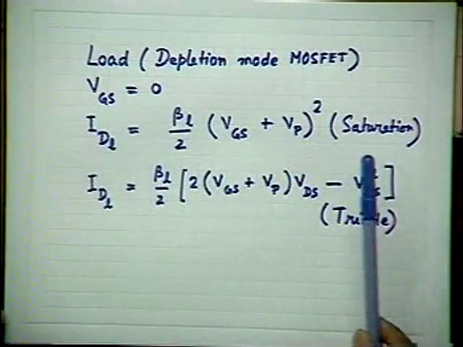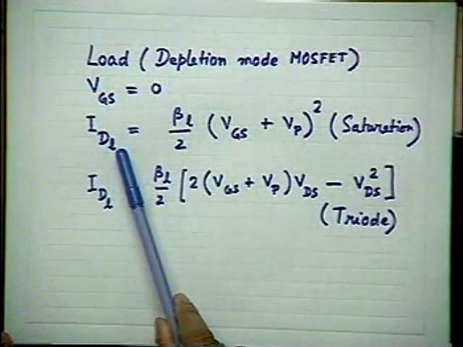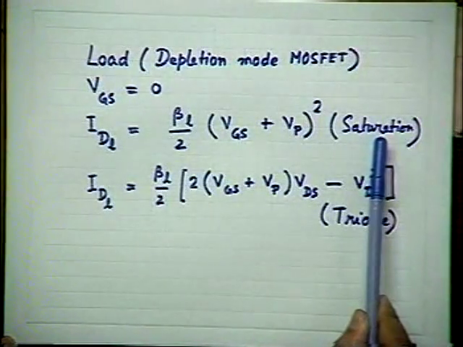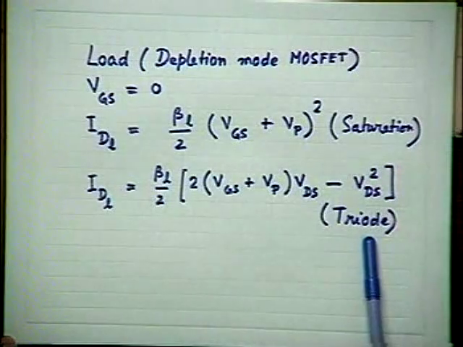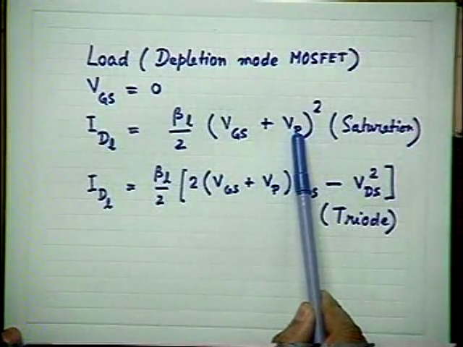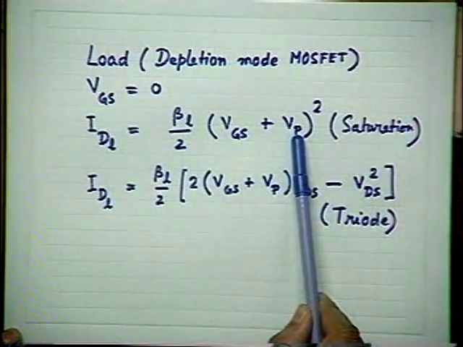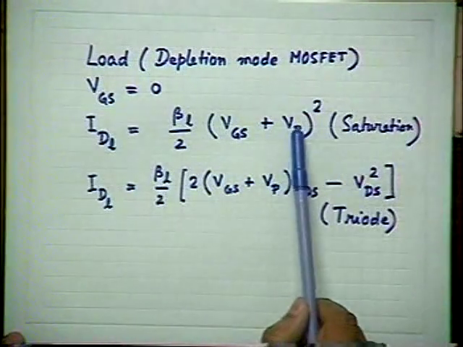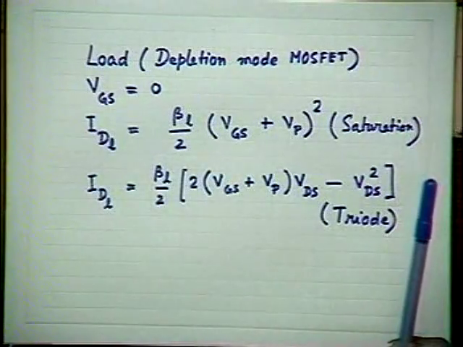So what I have done, I have written down the appropriate equations for the load current when the load transistor is in saturation and when the load transistor is in triode region. The equations are the same, excepting that VT has been replaced by minus VP. Okay? What will be the typical value of VP? Plus or minus. The sign automatically does the same thing. If I had written VT, it is valid. It's automatically the same thing.